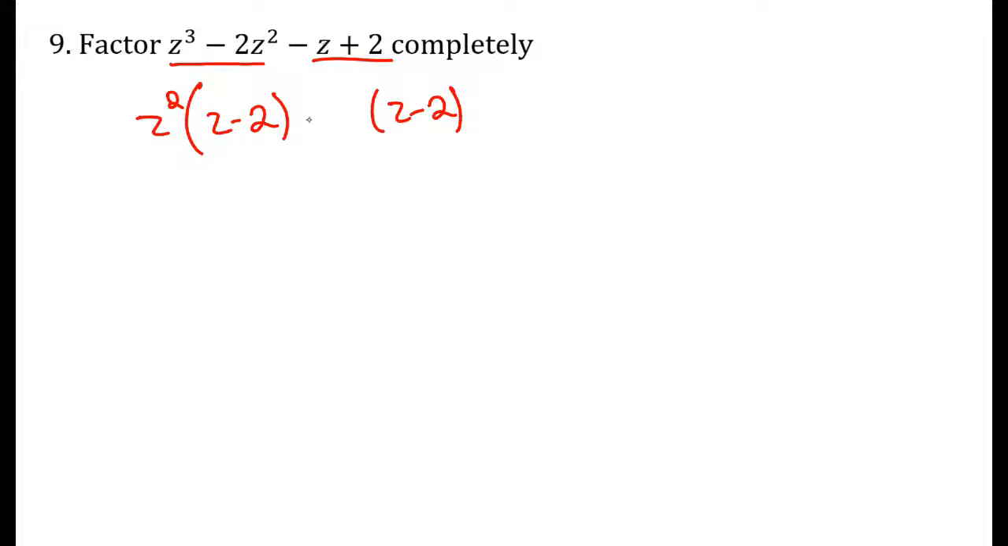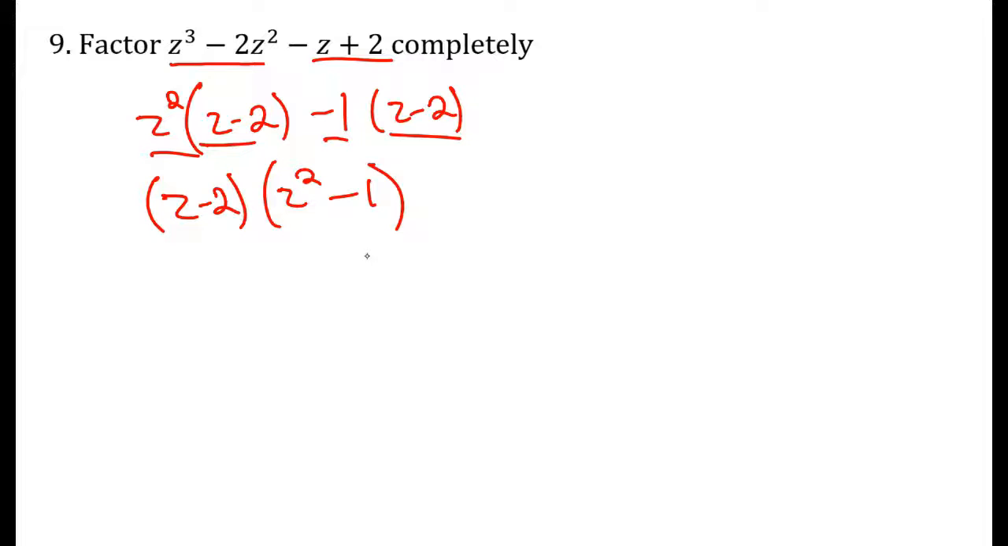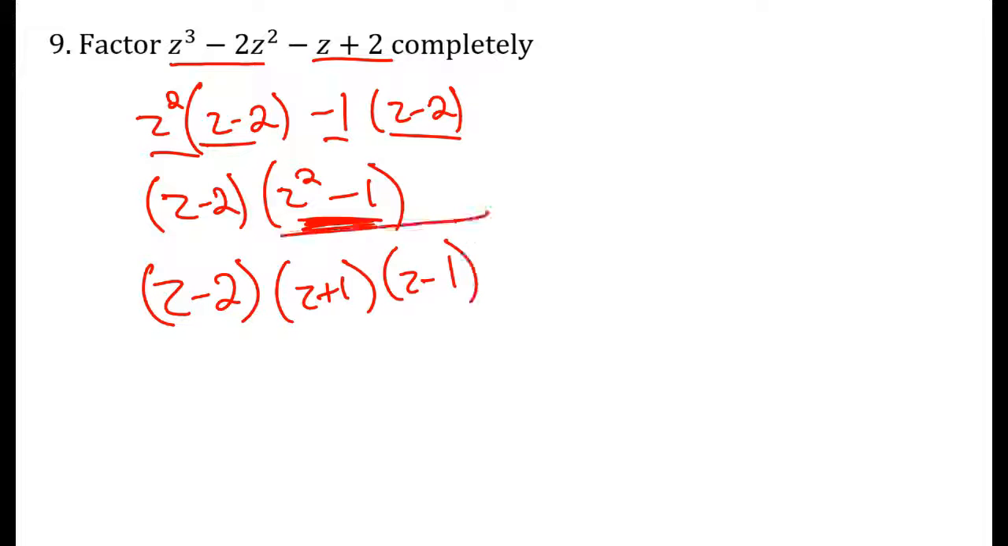So what do I need to factor out? Negative 1. Now my new GCF is z minus 2. Undistribute that and you're left with z squared minus 1. But wait a minute, that's the difference of perfect squares. So z minus 2 times z plus 1 times z minus 1. Factored completely, these 2 expressions are the same. They look different, but they're actually the same exact expression.